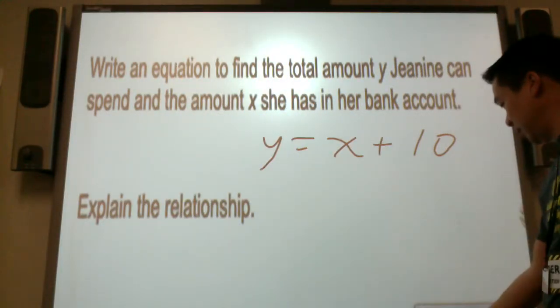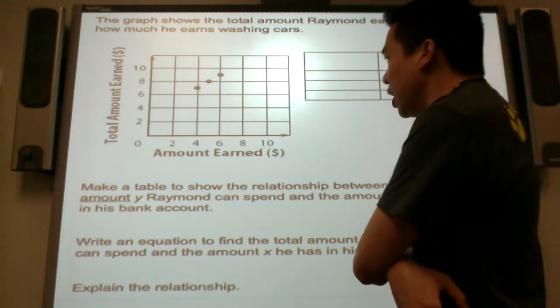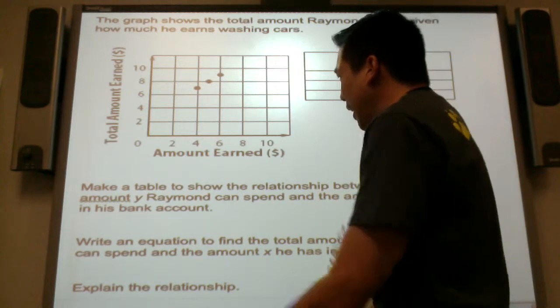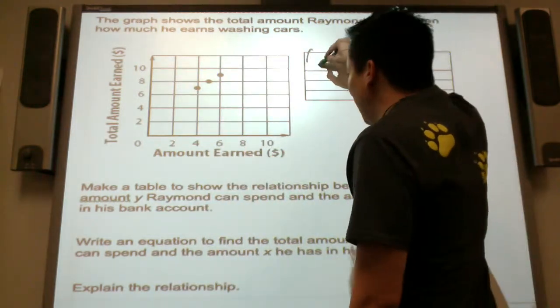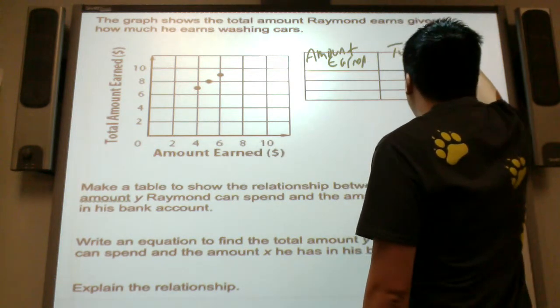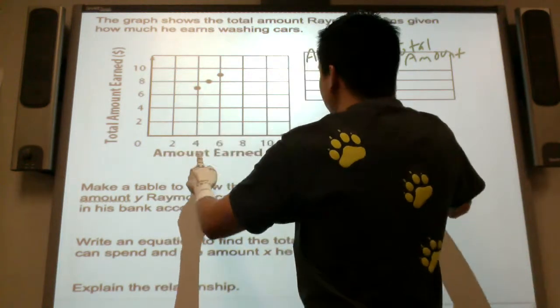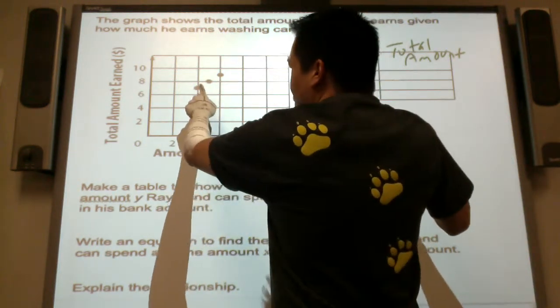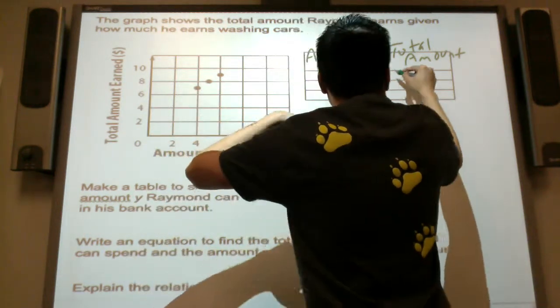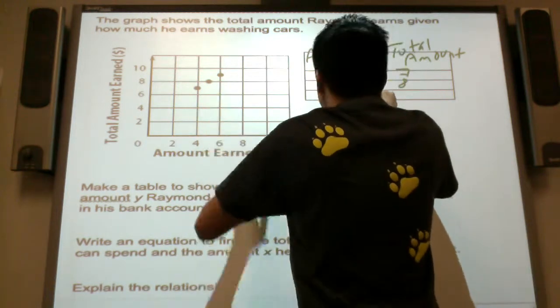All right, last question. This is another question. The graph shows the total amount Raymond earns given how much he earns washing cars. So looking at this one, the independent, or the x, is the amount earned, so we have to create a table. And this is the total amount. So the amount earned is $4, and the total amount he earns washing cars will be 7. This 5 becomes an 8. This 6 becomes a 9.